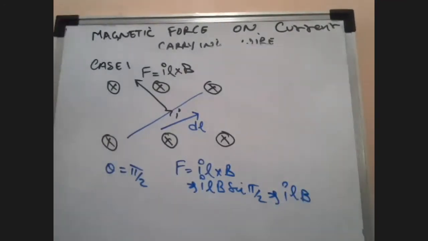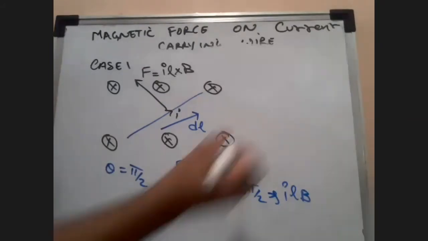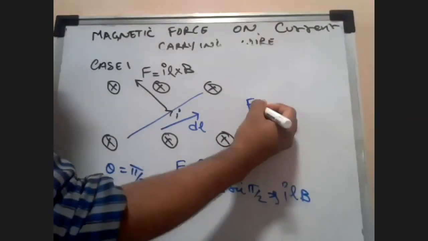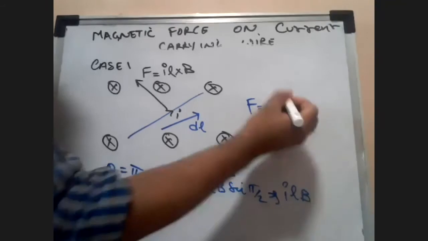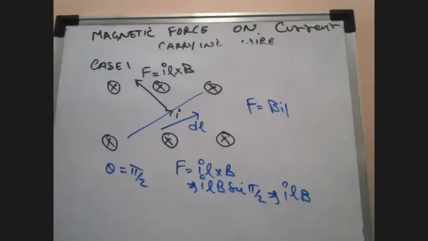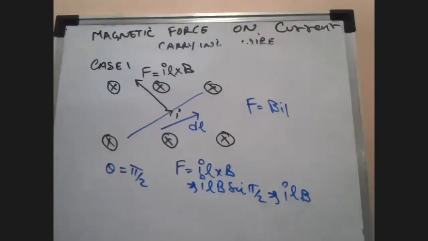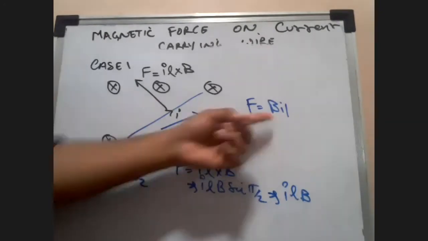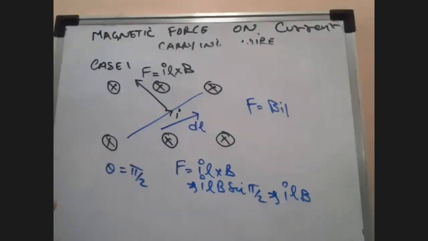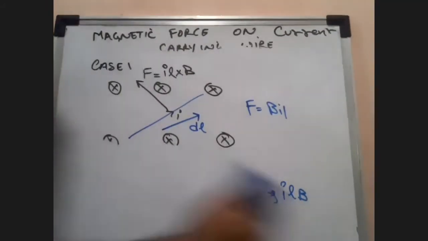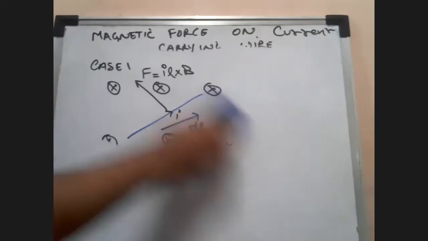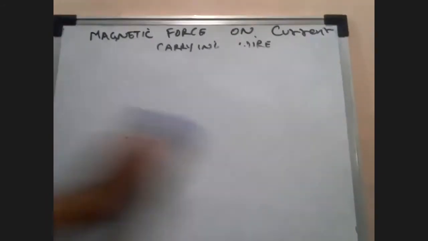F is equal to ILB. In case you want to remember it, you can consider it as BIL. That's an easy way to remember. So here, I is the current going through the conductor, and L is the length of the wire. Those are two important concepts for you to remember. Let's go to some exercises so that these concepts become much easier. Let's go to some questions.